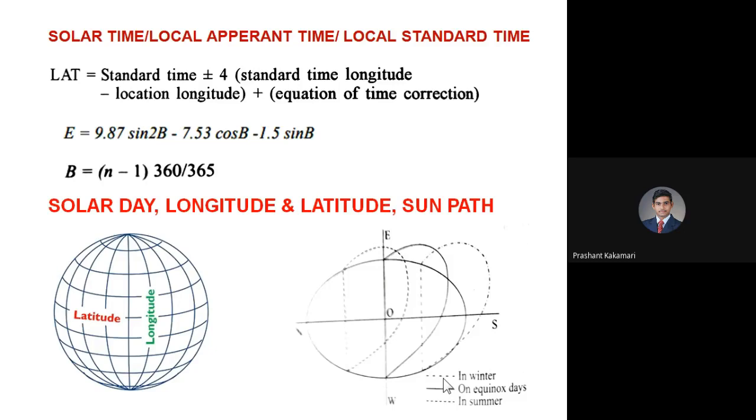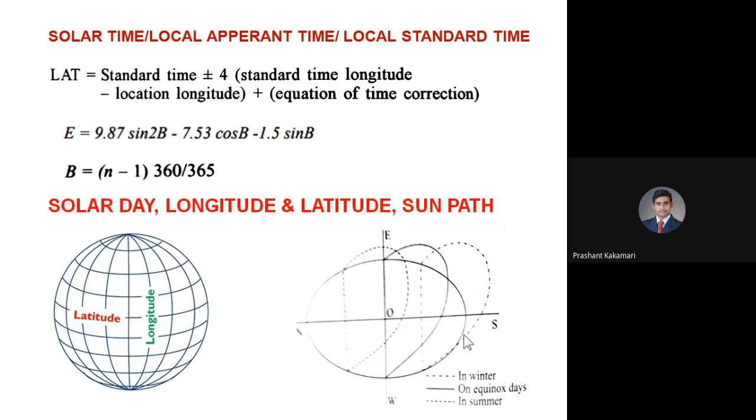So take the difference between these two angles and multiply by 4 minutes, because per degree change in the longitude lines, there will be a 4-minute change between the solar path and the clock. That's why it is plus or minus 4 into the difference of longitudes. The last term is plus the equation of time correction.